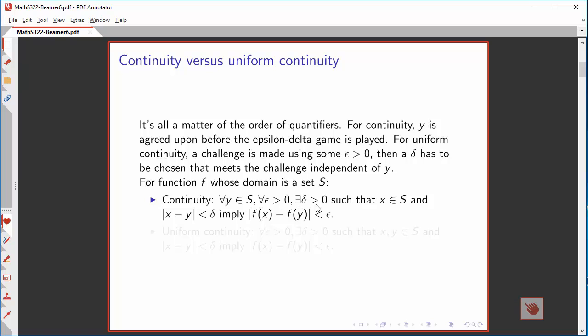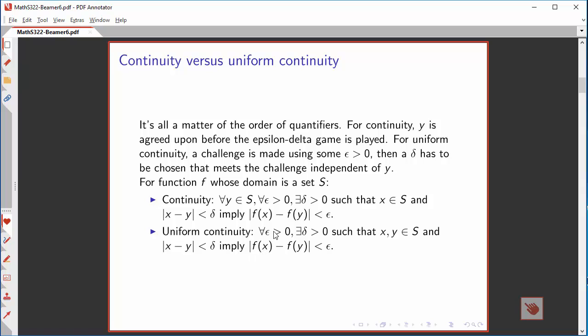You respond to my challenge by selecting a positive delta, and you win, proving that the function is continuous at y, if for any x that's in the domain of the function, with the property that the difference between x and y is less than your delta, the function values f of x and f of y differ by less than epsilon. If you can do this for every y in the domain, you say the function's continuous. How could you have something different? Well, watch carefully. Here's uniform continuity.